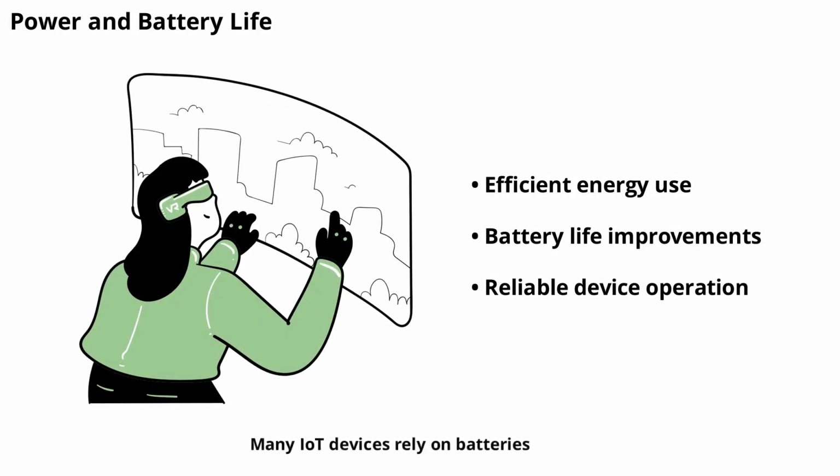Many IoT devices rely on batteries, making power management a critical concern. Devices must be designed to use energy efficiently, often going into low power modes when not in use. Advances in battery technology and energy harvesting are helping to extend the life of IoT devices. Efficient power management ensures that devices remain operational and reliable over long periods.